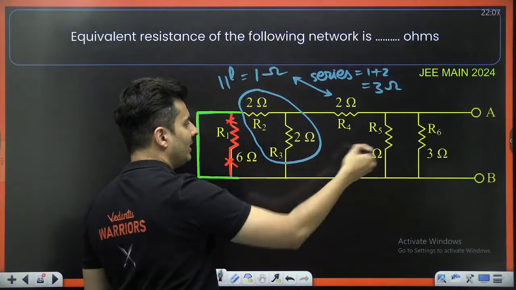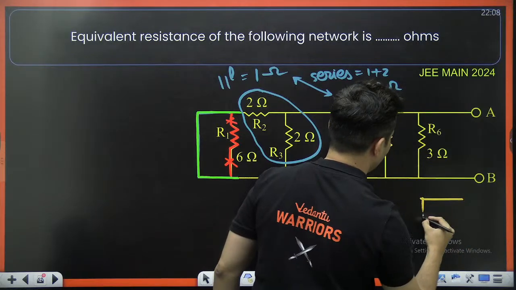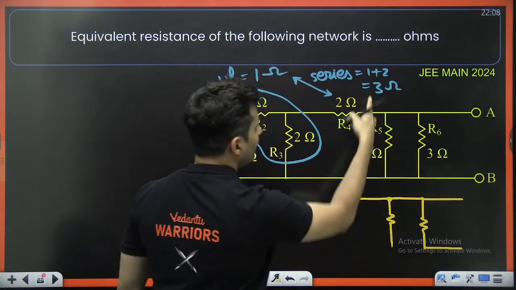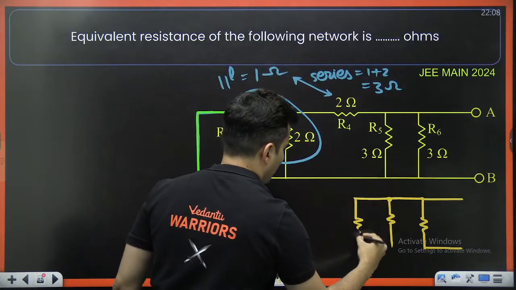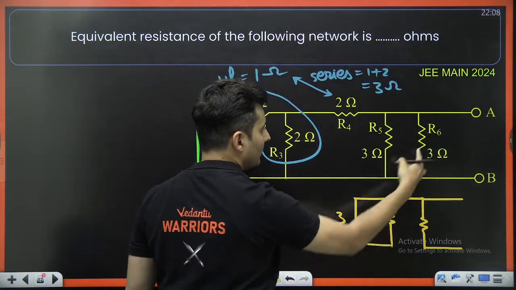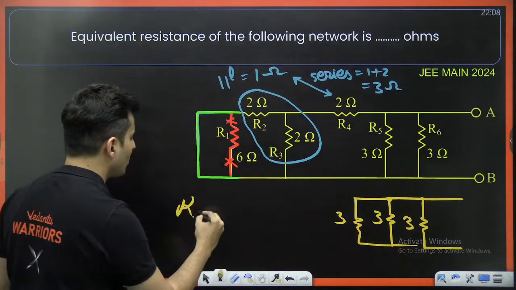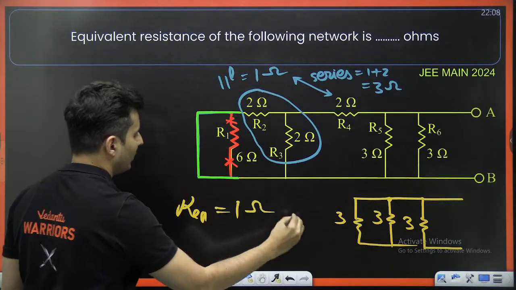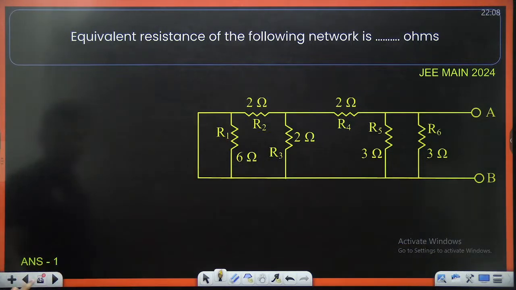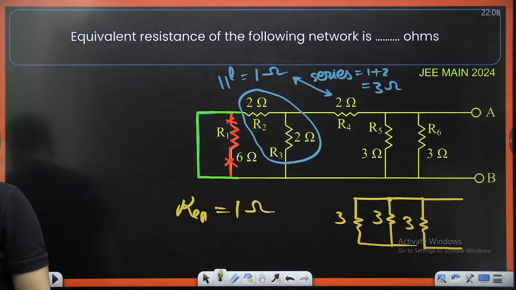Now that 3 ohm and this 3 ohm, observe this now. It's going to get very interesting. Whatever, here I got 3 ohm, and this 3 ohm and this 3 ohm, all are in parallel. So what will be the equivalent resistance? It will be just 1 ohm. 3 by 3, which is 1 ohm. As simple as that. So looks very complex, but if you keep solving it, becomes very, very easy.